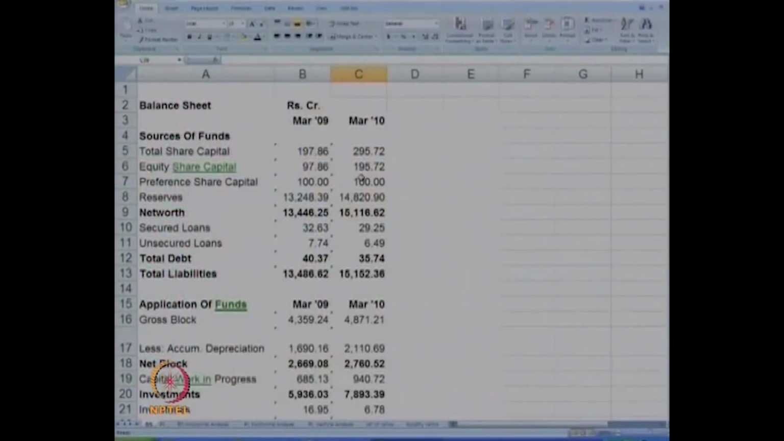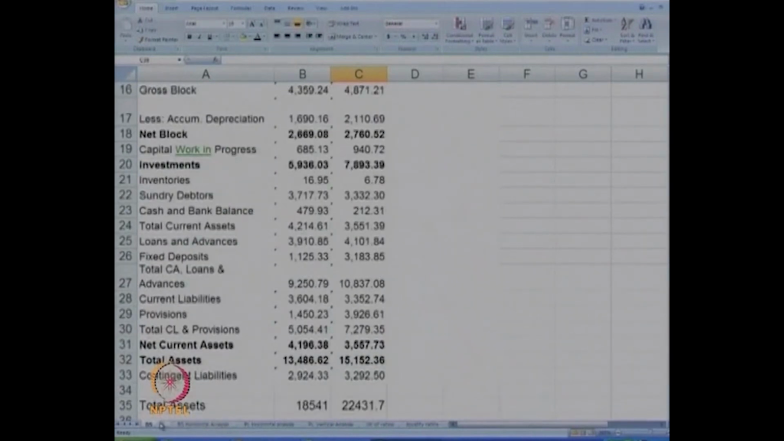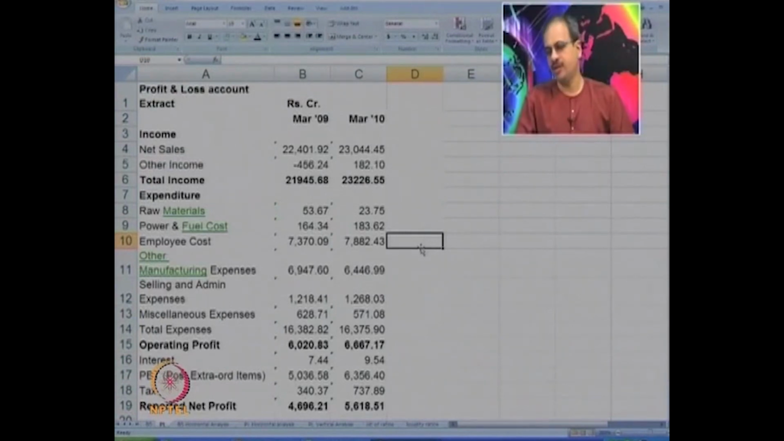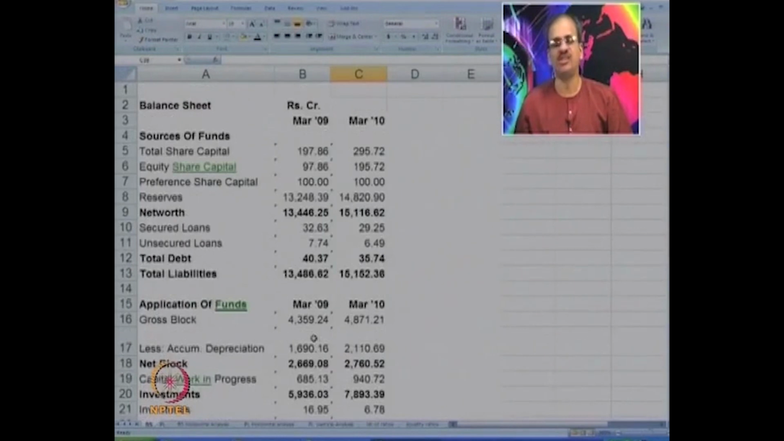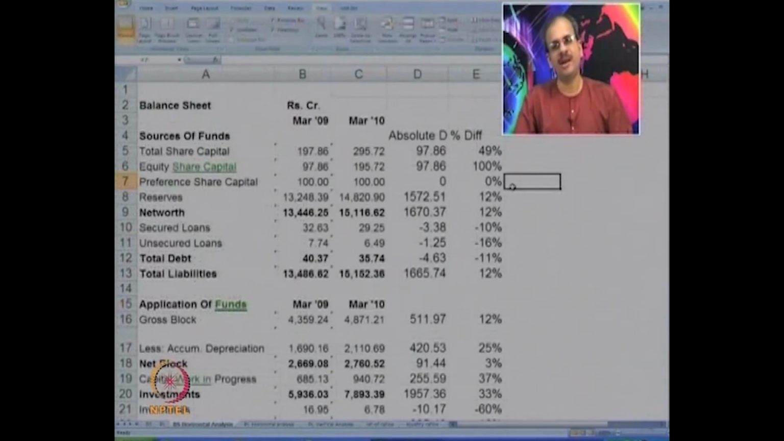Okay, now this is a balance sheet of some other company. Try to have a look at it. And this is a profit and loss account. We will try to do the similar type of analysis. First, let us look at horizontal analysis. Okay, look at the balance sheet once again. We will go for horizontal analysis. I have already made it ready to save time, but have a look at it carefully.